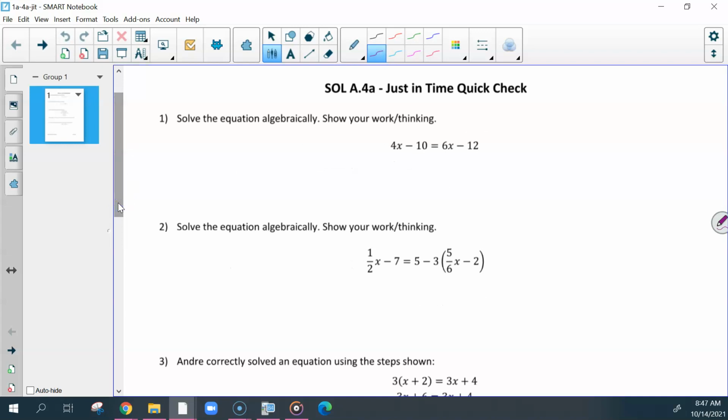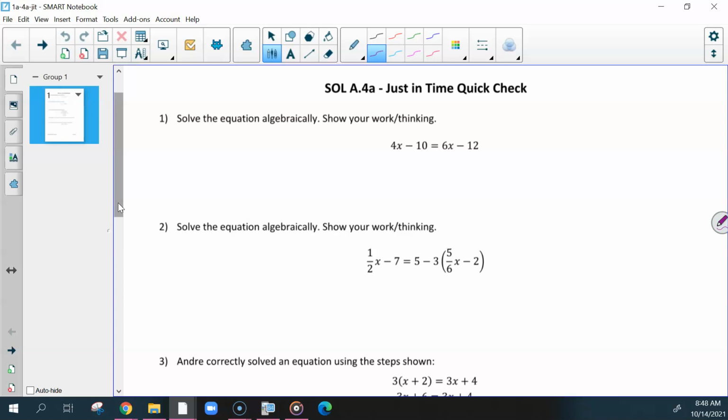So for number 1, we needed to solve the equation. We have variables on both sides, constants on both sides. We need to move them so that the variables are on one side, constants are on the other. Someone raise your hand. What did you choose to move?